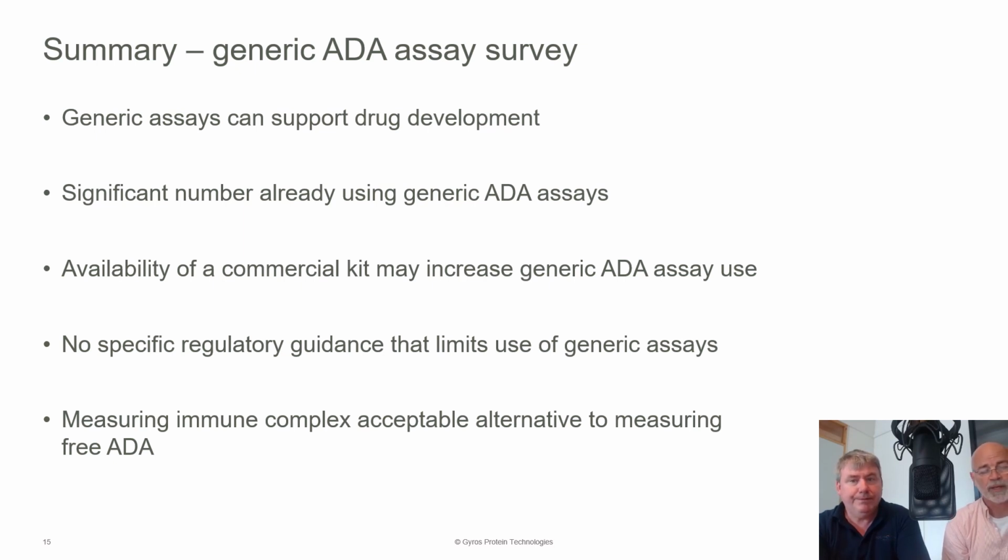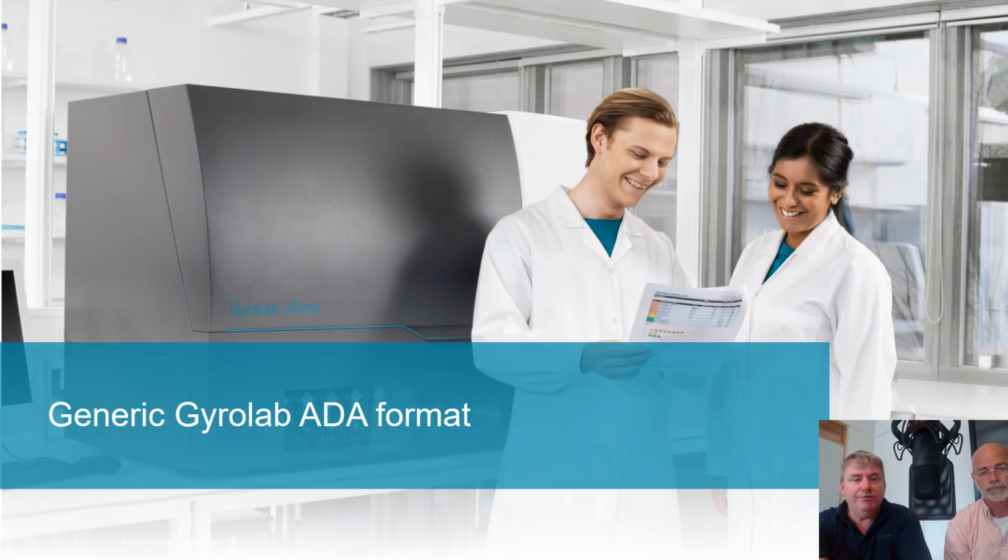Yeah, and so that really leaves us with the last point here in the survey, that this immune complex measurement is a viable alternative in the mind of a lot of folks to measuring the traditional free ADA that you do with labeled drugs. That leaves us with the potential for an off-the-shelf solution, and so that's what we want to turn to next, is talk about what Gyrolab's been doing in this space to come up with an off-the-shelf solution that folks could use to do generic ADA. So now we move on to going through the generic Gyrolab ADA assay and how this particularly can be used to support you.